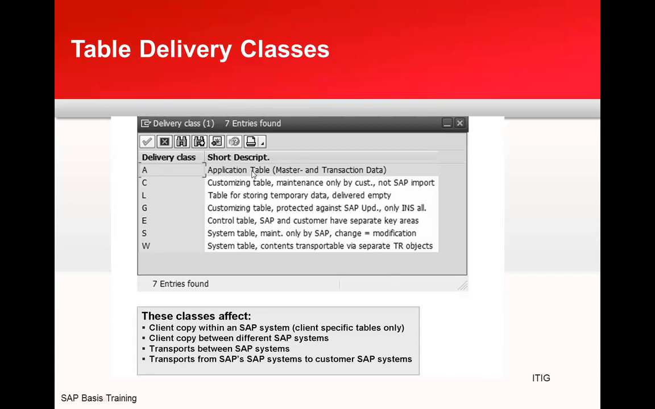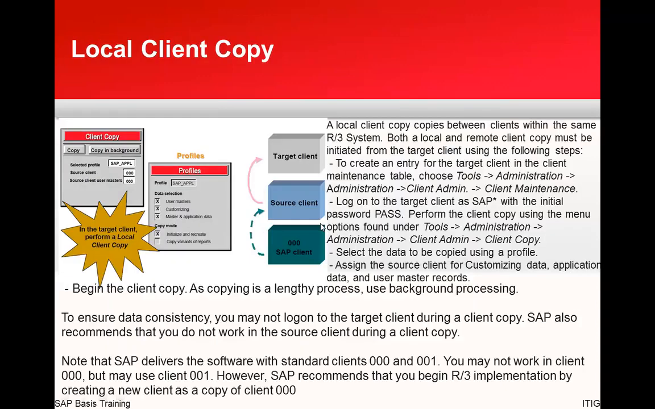You have class A, which is for application data. Class C is a customizing table, maintenance only by the customer, not SAP import. Class L is for storing temporary data. Class G is a customizing table. Okay, so basically these are the different delivery classes. Now let's get into the examples.